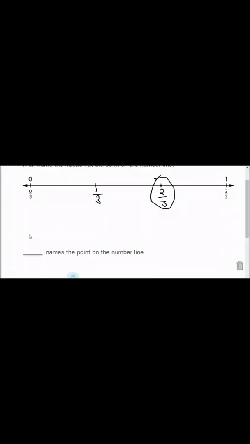Let's find the next one. It would be 1/3. 1 goes after 0, right? Next would be, you guessed it, 2/3. And then 3/3 would be our whole. Right here is our number on our number line, or point, that we're supposed to find. So we know that that is 2/3.